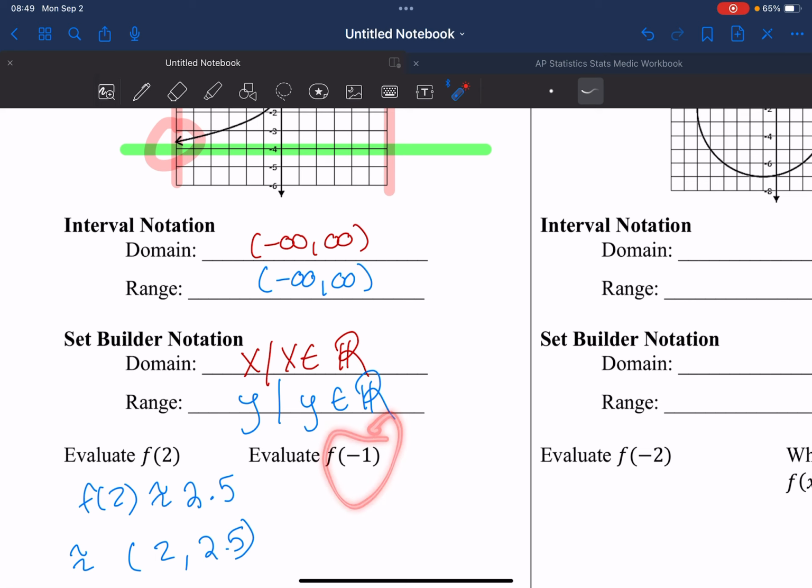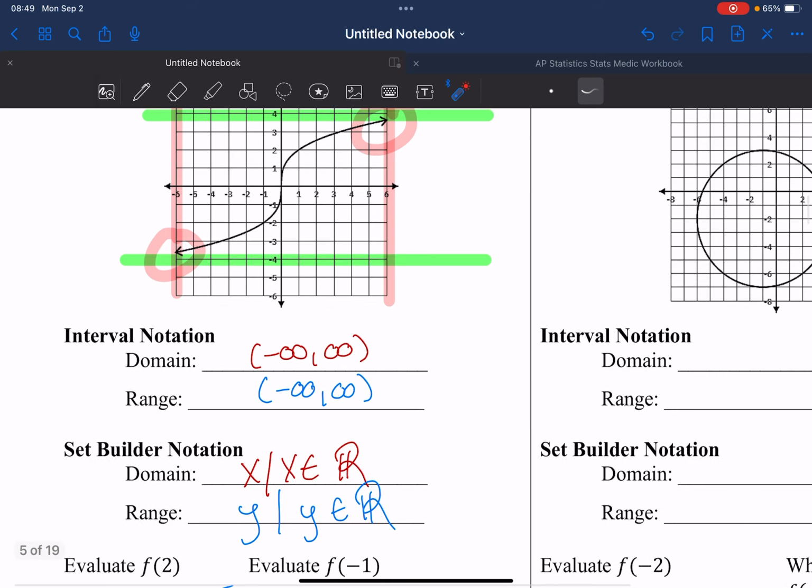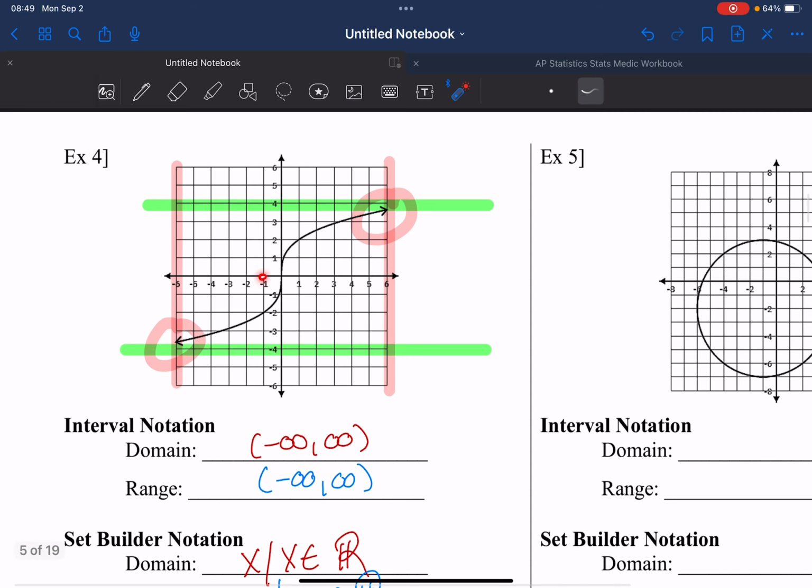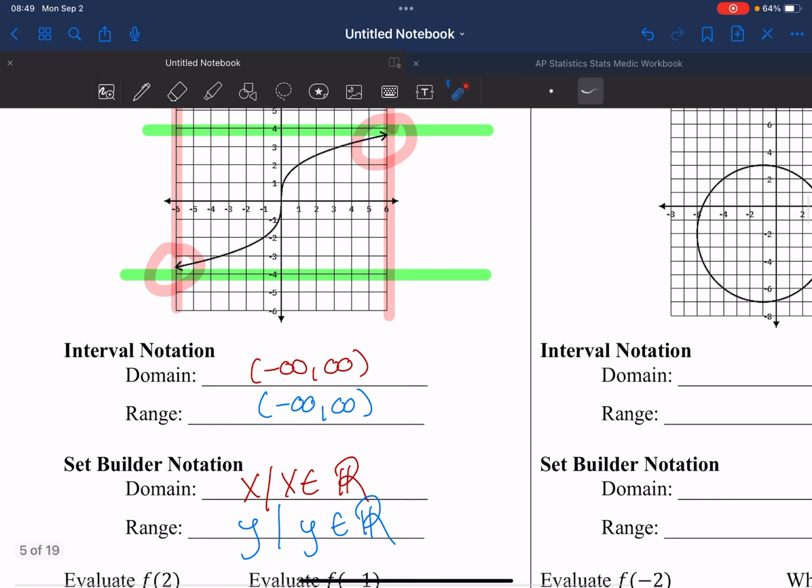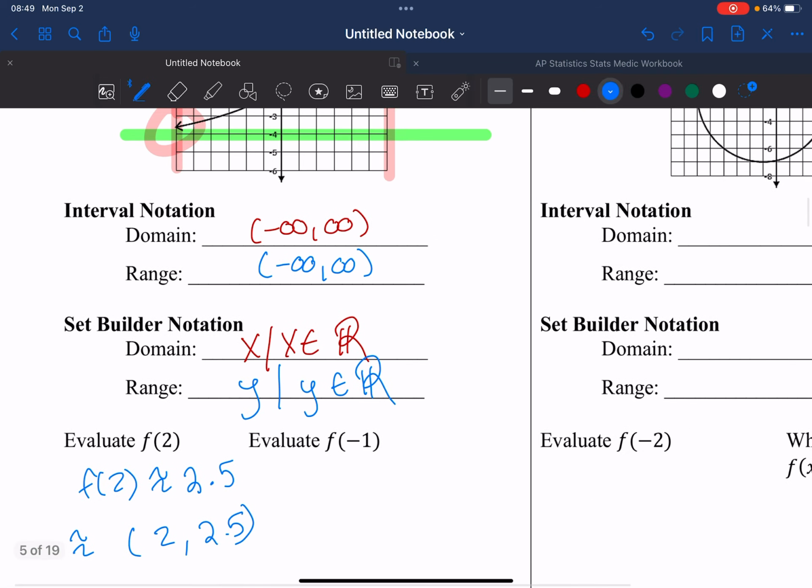Now, checking f of negative 1, I'm going to find negative 1 on my x's. And then notice I have to go down to hit that point. I hit that point at a solid line at negative 2. So my answer is f of negative 1 equals negative 2. So I have the point (-1, -2).